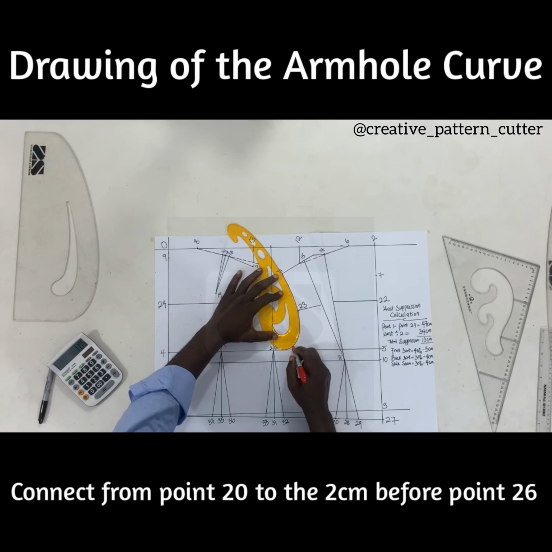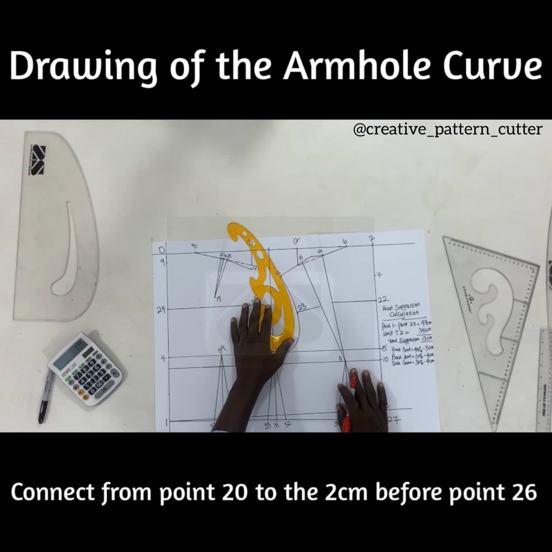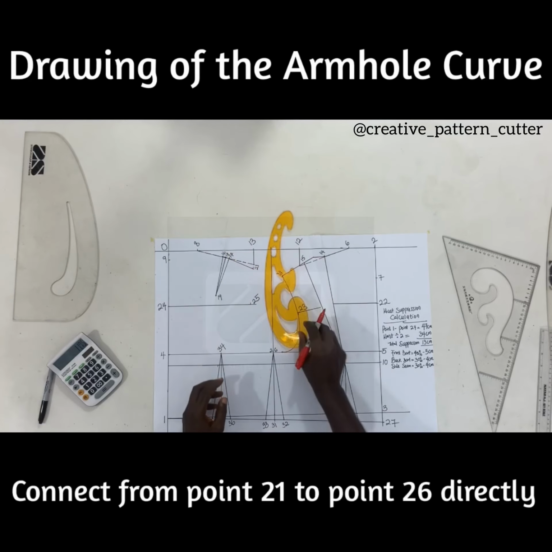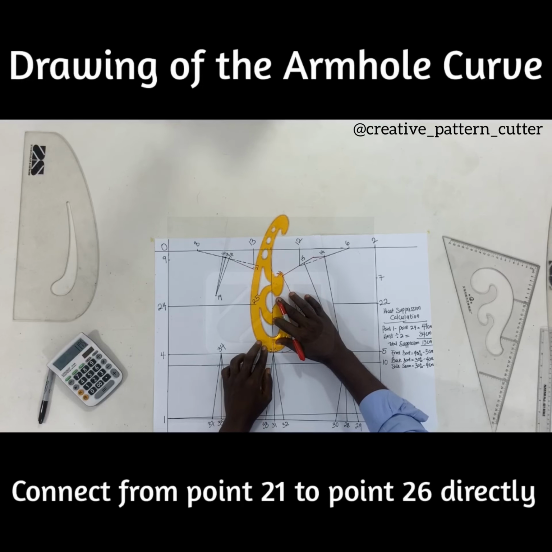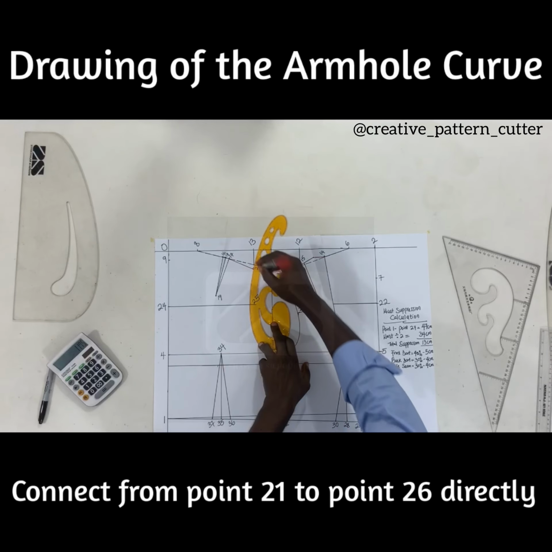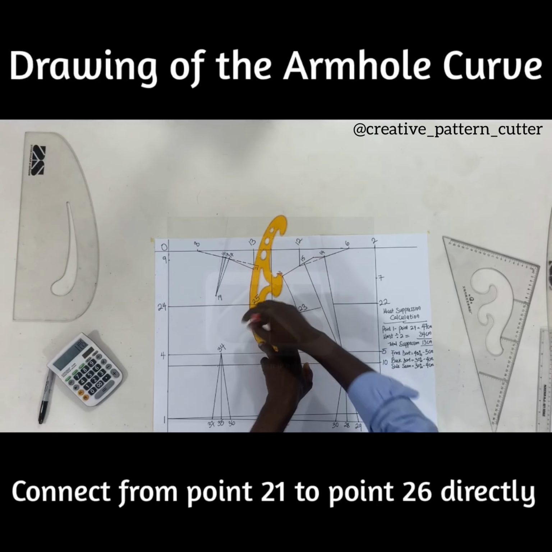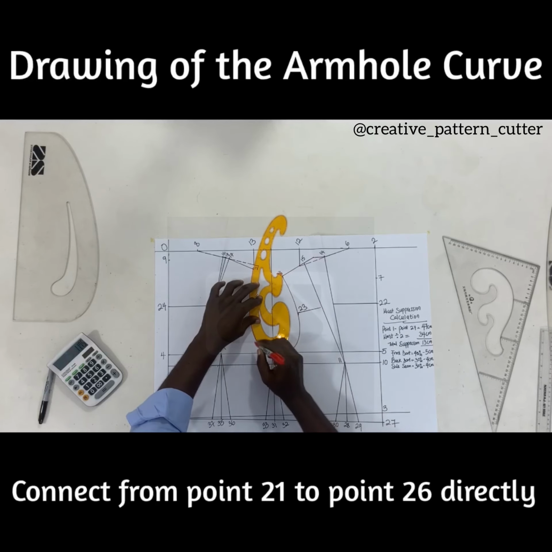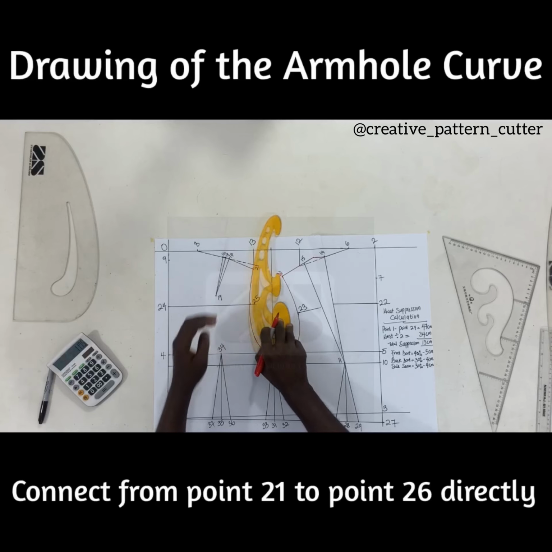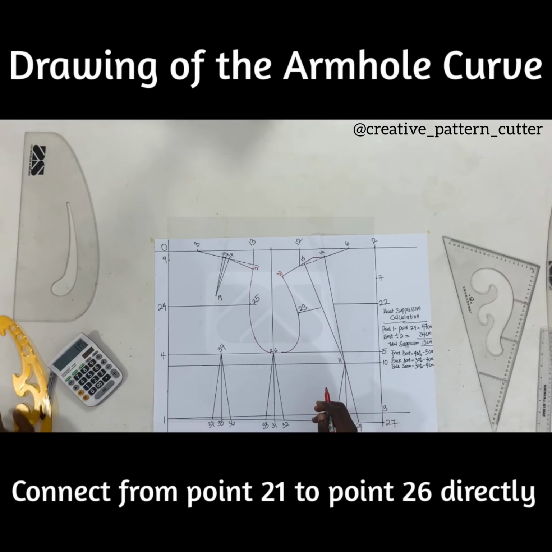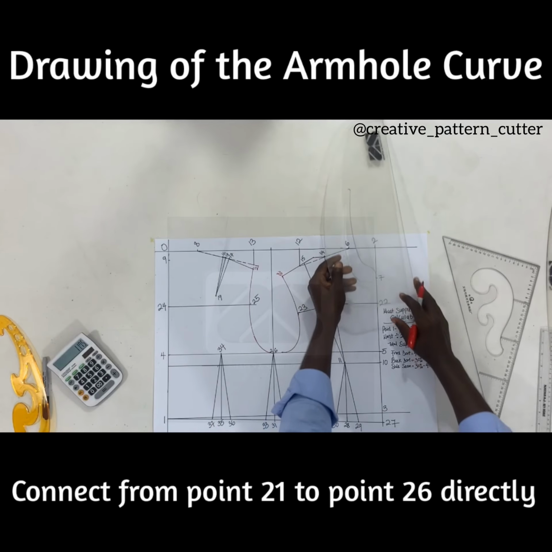So if you're doing for a big size, you might have probably used your pattern master, or you might have used your armhole curve. Now for the back, you're not measuring anything for the back. You're just drawing the curve all the way from 21, and it connects to 26 directly. So you see, my front curve looks a bit deeper compared to the back.